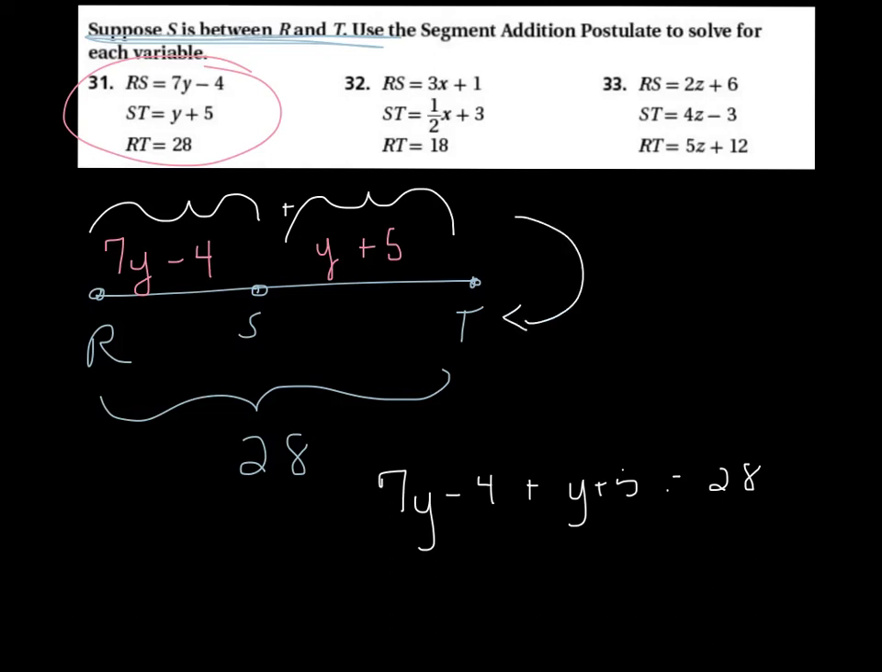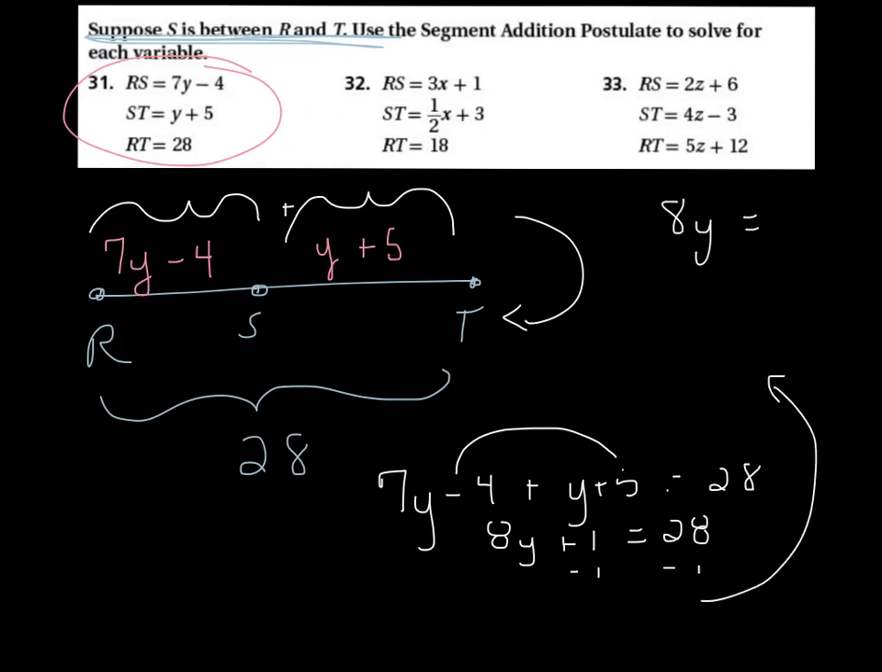And now all you have to do is combine like terms. So you get 8y minus 4 plus 5 is plus 1 equals 28. If you subtract 1 from both sides, you get 8y. I'm going to move to the top. You get 8y equals 27, and y equals 27 over 8. And you can just leave it like that.